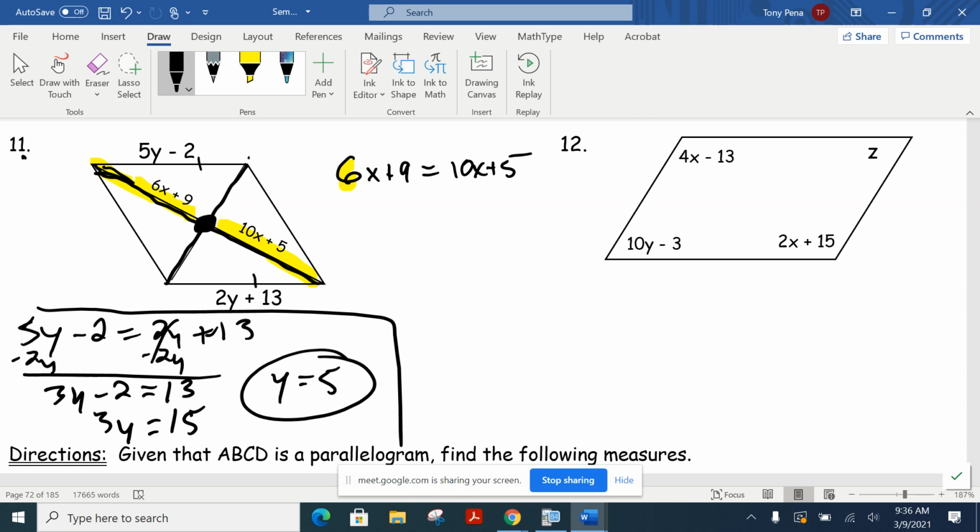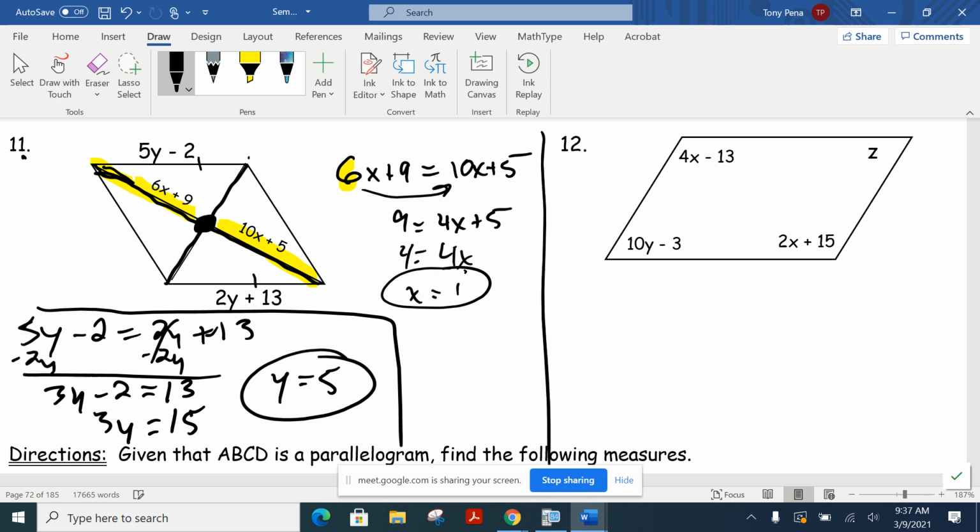Okay. So if I move that 6x over, we get 9 equals a 4x plus 5. Subtract 5. And did you get 1, Cam? Good. So we should get 1. All right. So that's hopefully not too bad.